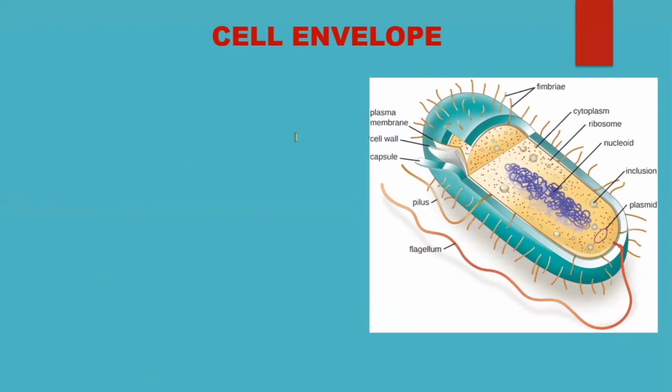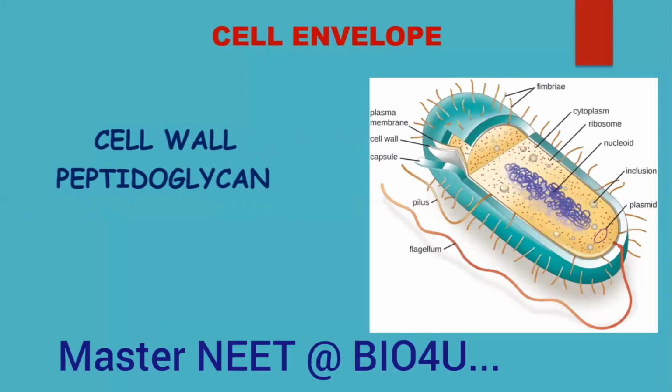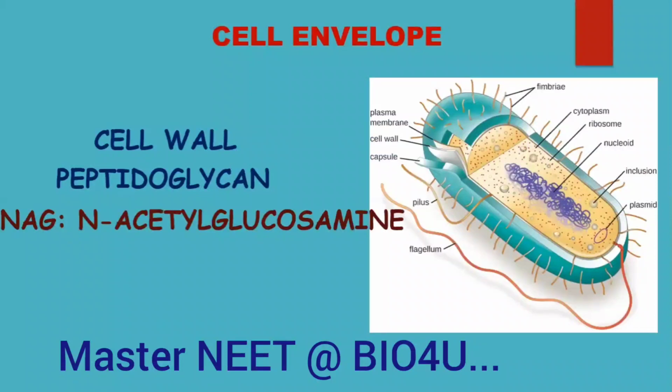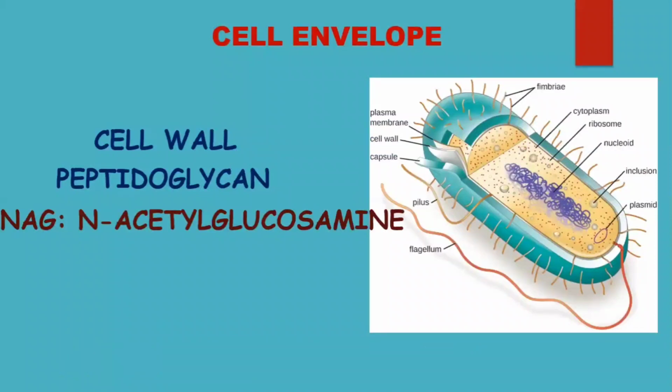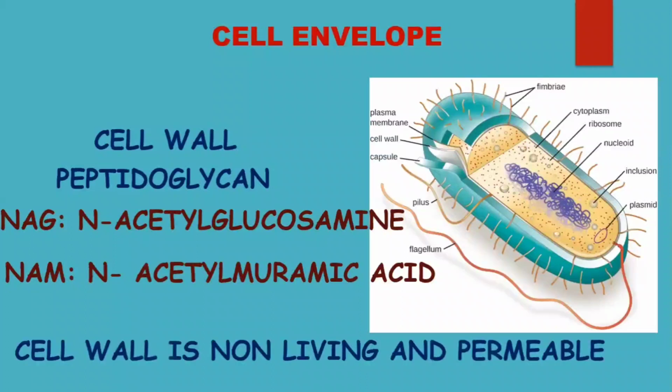Second component of the cell envelope is cell wall. It is made up of peptidoglycan, peptide and carbohydrate, that is protein and carbohydrate. The chemical components are NAG, N-acetylglucosamine, and NAM, N-acetylmuramic acid. Cell wall is non-living and permeable. Remember, all cell walls are non-living and permeable, responsible for shape and also to some extent provide protection. Major protection for a bacteria is with cell wall. Remember.